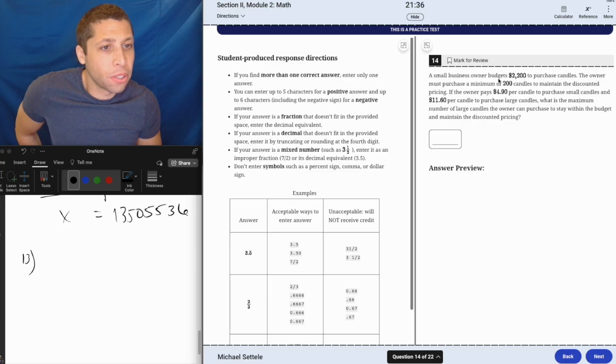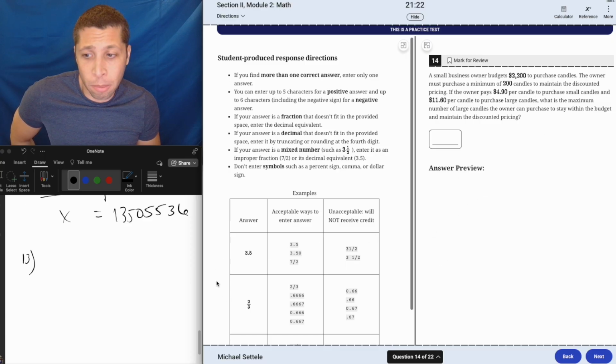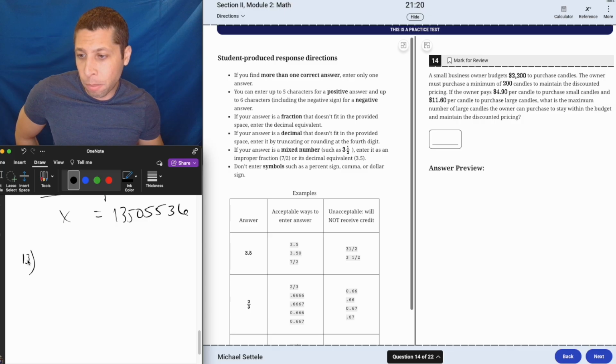All right, a small business owner budgets this to purchase candles. The owner must purchase a minimum of 200 candles to maintain the discounted pricing. The owner pays $4.90 per candle to purchase small candles. What is the maximum number of large candles the owner can purchase to stay within the budget? Okay, this is a system of equations. So we just need to make the equation. It's what I call a quantity and value. So a minimum of 200 candles to maintain the discounted pricing.